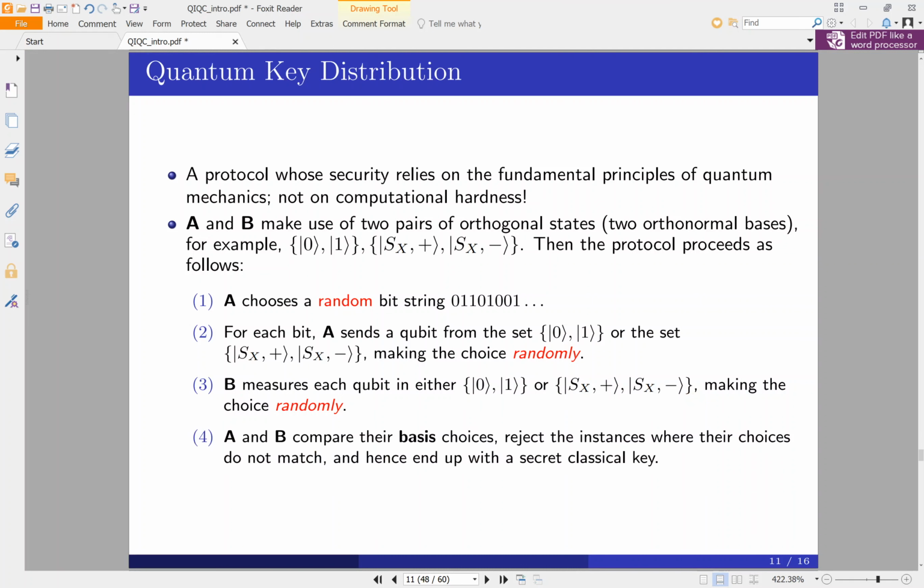And at the end of the protocol, they compare their basis choices. Whenever B's choice of measurement basis matches with A's choice of basis, they retain the classical outcome. When the choices don't match, they reject those classical bits, and hence they end up with a secret key. Well, how does this work? Note that I now have two different basis sets, one corresponding to a sigma z operator and the other corresponding to a sigma x operator, right?